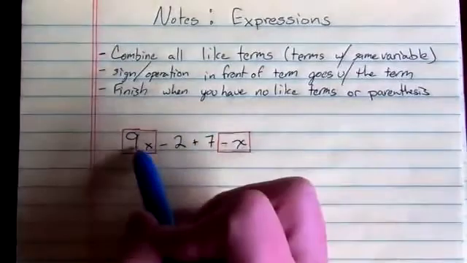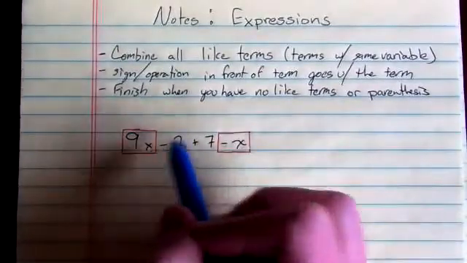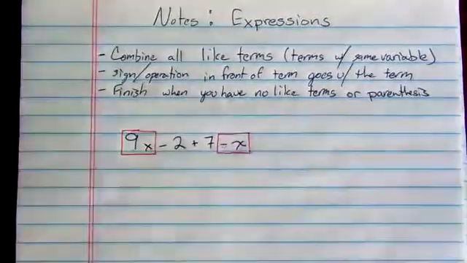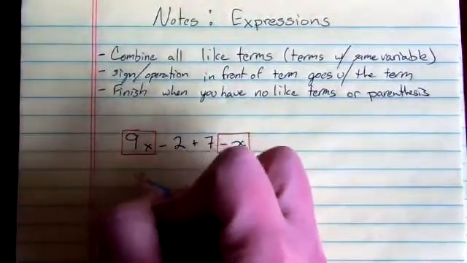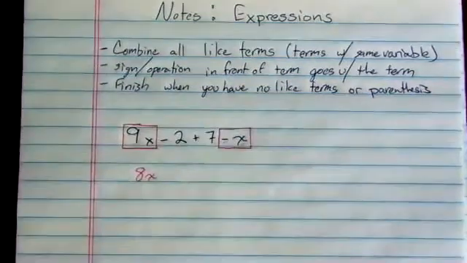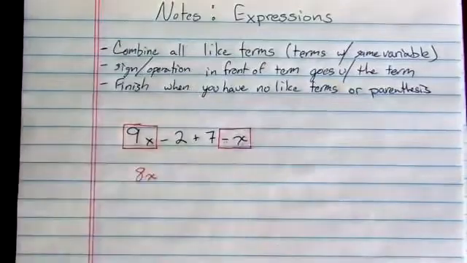Or a way to think about it, I have 9 apples. I need to take away 1 apple. So that means I have 8 apples, or we're using x in this case, sorry. So 9x minus x is actually going to give us 8x.